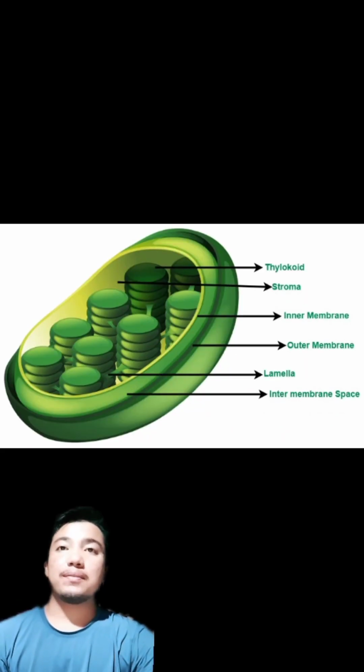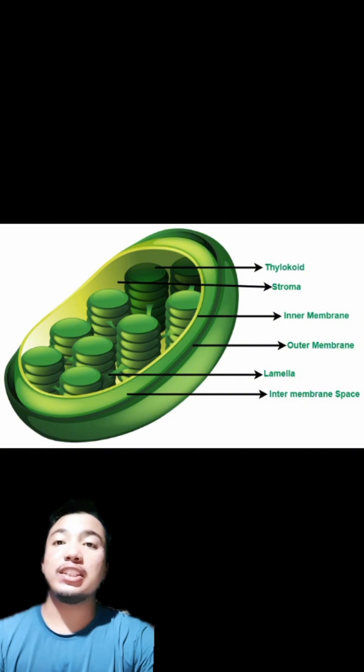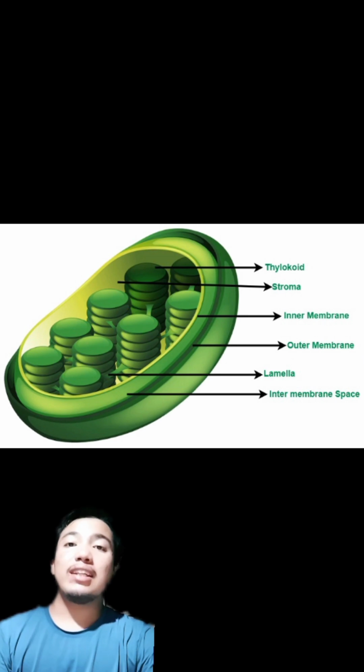Now, what is chloroplast? Chloroplast is a plastid that contains chlorophyll, in which photosynthesis takes place. Now, it is composed of six parts, mainly the thylakoid, the stroma, the inner membrane, the outer membrane, the lamella, and the intermembrane space. Now first, what is thylakoid? Thylakoid is responsible for trapping light energy and the transduction of this energy into the chemical energy ATP and NADPH, or adenosine triphosphate and nicotinamide adenine dinucleotide phosphate.